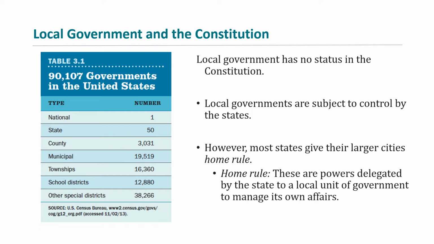New local governments are on the rise as population surges demand more services, including hospital districts, community college districts, school districts, toll road authorities, and utility districts. That's what falls in under other special district. That would also be like your sewer authority. However, even though local governments are subject to control by the states, most states give their larger cities home rule, and home rule is powers delegated by the state to a local unit of government to manage its own affairs. So, for example, in Pennsylvania, Philadelphia has home rule, and that means that Philadelphia can have their own health department and things like that, because home rule gives them a lot more authority.